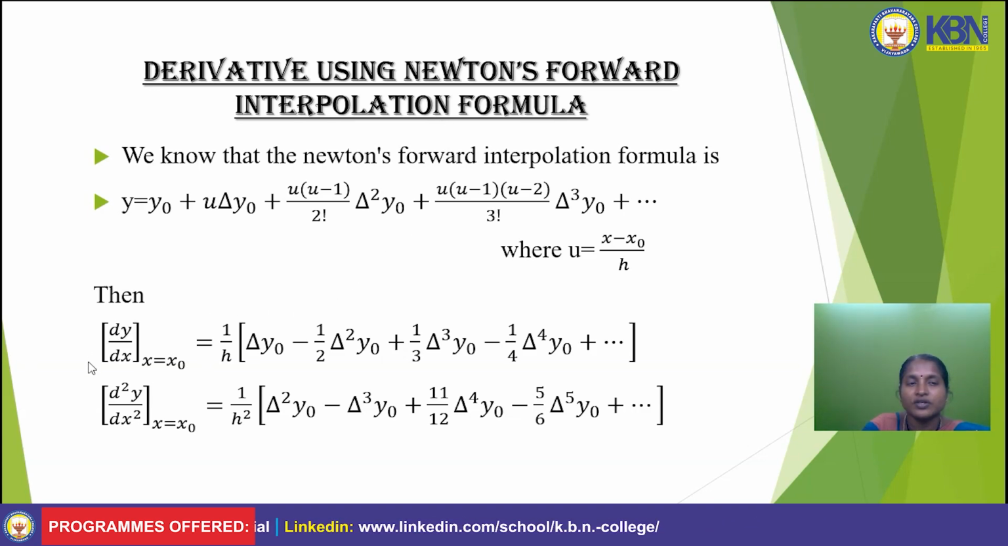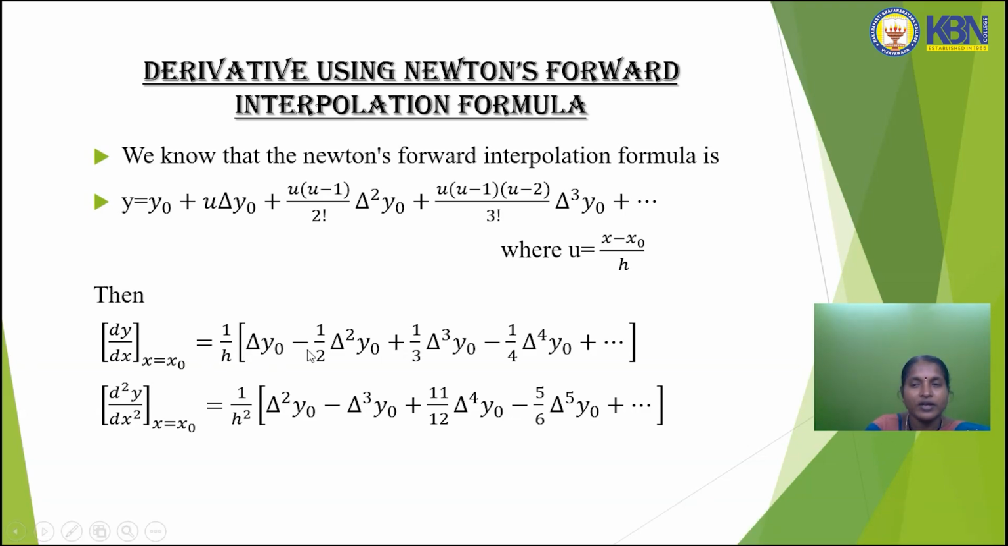We can use first derivative form, second derivative form. First derivative form, shortly you can remember it as 1 by h into delta y naught minus 1 by 2 delta square y naught plus 1 by 3 delta cube y naught minus 1 by 4 delta power 4 y naught plus and so on. Is it clear? Second derivative d square y by dx square at x is equal to x naught form goes to 1 by h square delta square y naught minus delta cube y naught plus 11 by 12 delta power 4 y naught minus 5 by 6 delta power 5 y naught plus and so on.